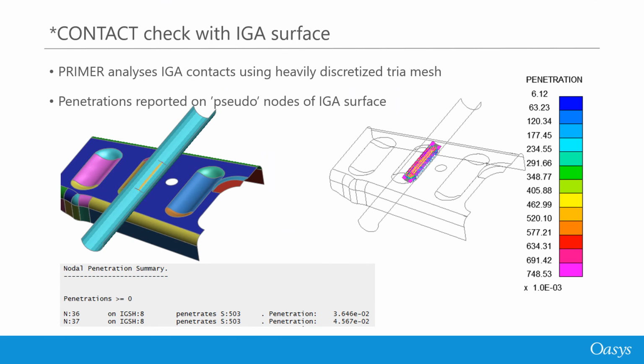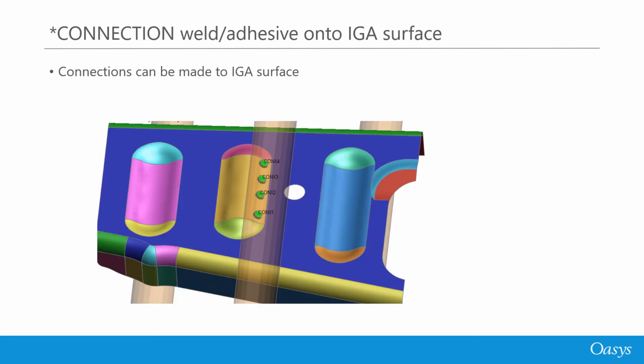Contact check can also be performed for *IGA shell, as shown in this slide. You can also make a connection with the new *IGA shell, as shown here.